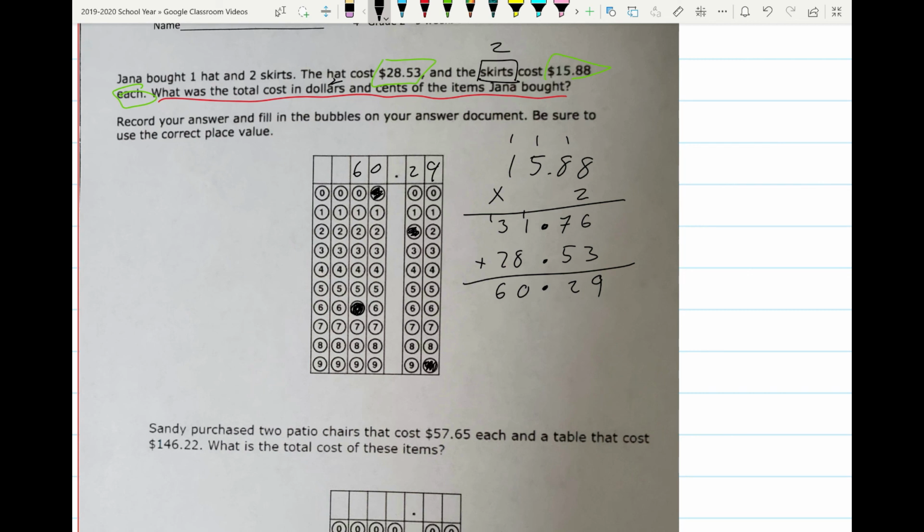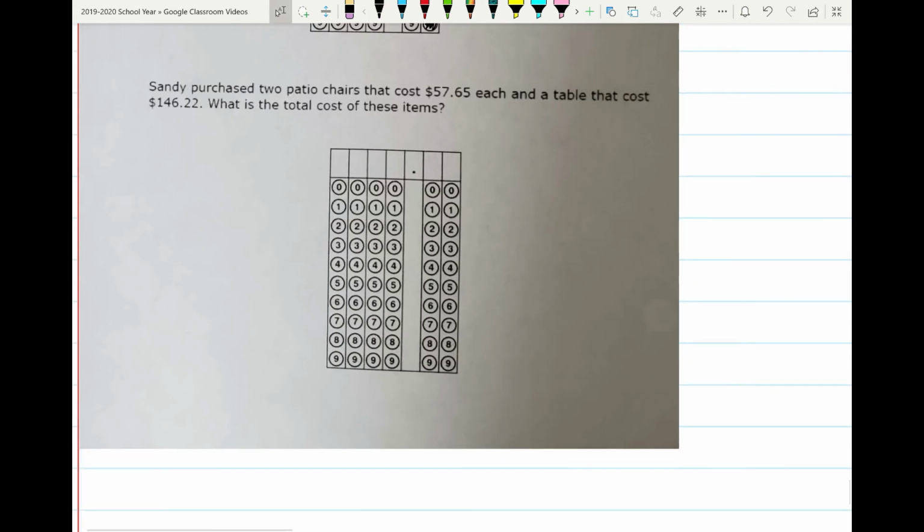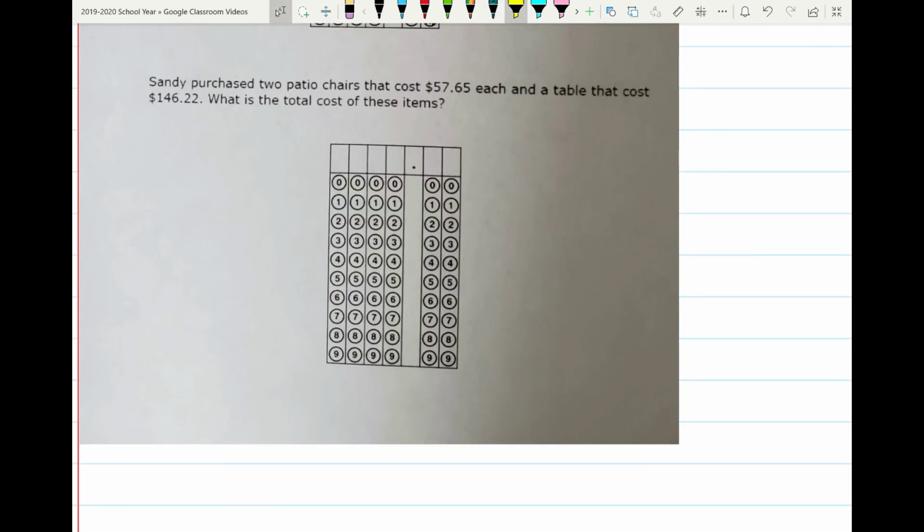Please be careful. These numbers have to go correctly into the place value. If you do not put them correctly, they're going to be counted wrong. Same thing with this one. Please make sure you're being careful with this and making sure you know what you're doing, okay?